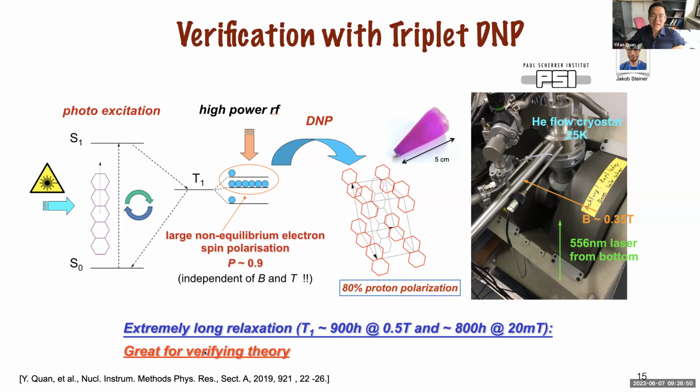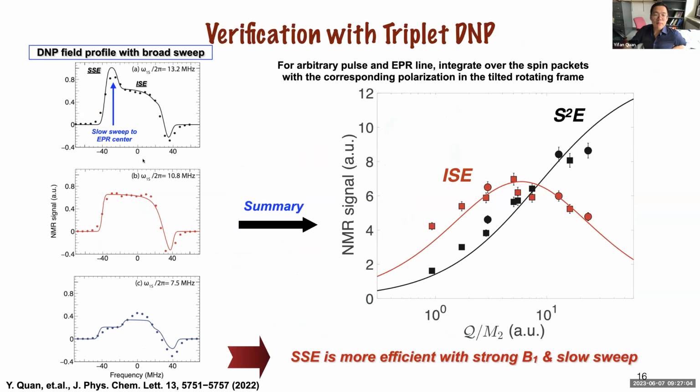And this is excellent for testing theories because you can really nicely study the build-up of your nuclear polarization, which is to study the polarization transfer efficiency per pulse. So we did a couple of field profile measurements as a function of a different gamma B1. And we find it nicely agrees to the theoretical calculation. And we'll summarize all the data points here.